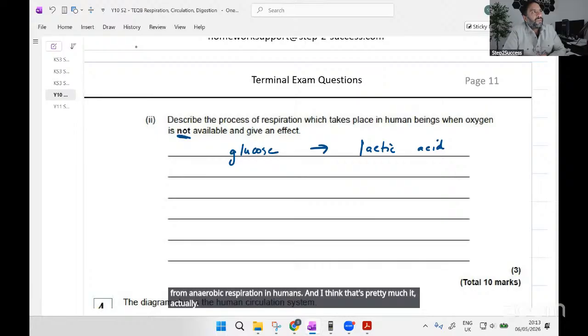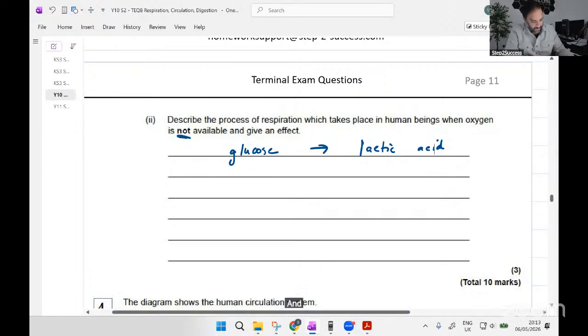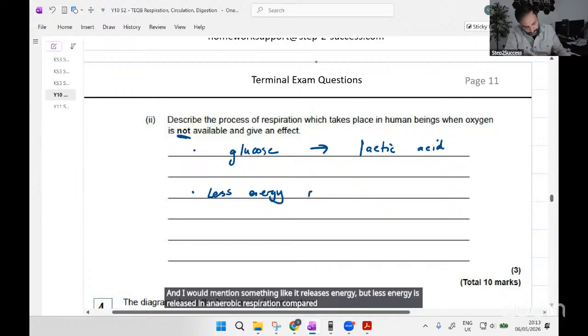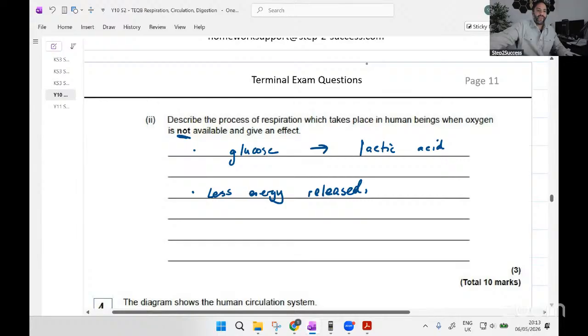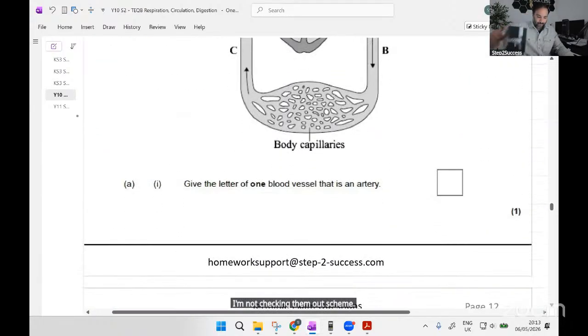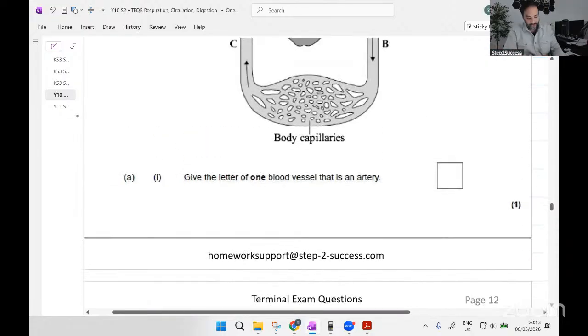Describe the process of respiration. I'd mention something like it releases energy, but less energy is released in anaerobic respiration compared to aerobic. I'm not checking the mark scheme. I'll just tell you what you need to know here.